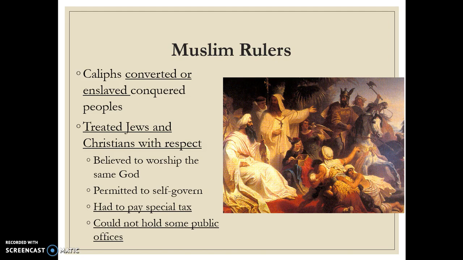So the Muslim rulers, these caliphs, are going to convert or enslave people that they conquer. They do treat Jews and Christians with respect because they believe that they worship the same God, and so they allow them to govern themselves. However, they do have to pay a special tax because they are not Muslim, but they're not forced to convert. They were also excluded from participating in some government offices, but for the most part, they are treated with a lot of respect.